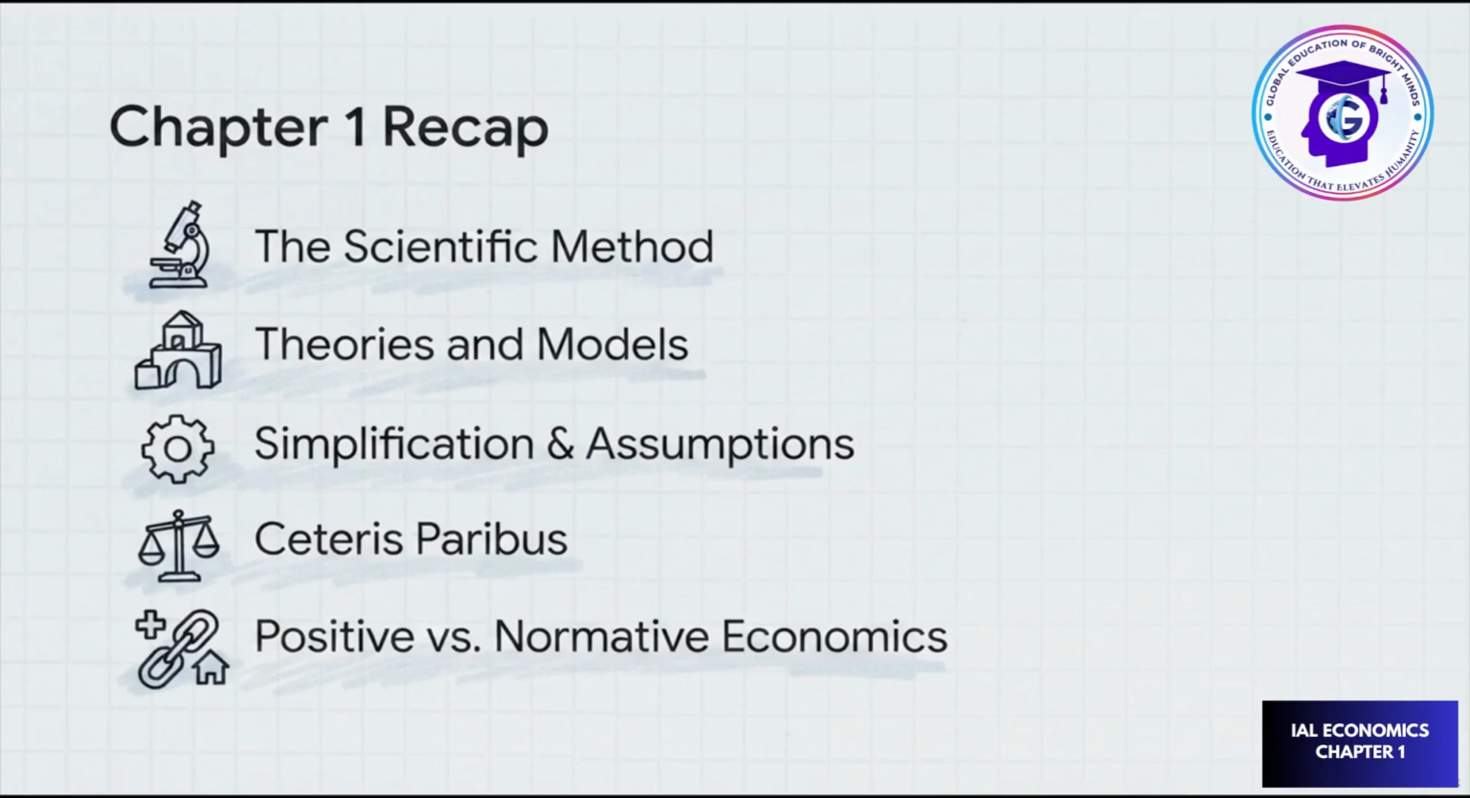Now, I want to leave you with this final, provocative exam question. Explain why economics is considered a social science rather than a natural science. To really crush this on your IAL exam, remember to apply the concepts we discussed about unpredictable human behavior, our inability to control lab experiments perfectly, and why economists just have to rely on probability rather than absolute certainty.